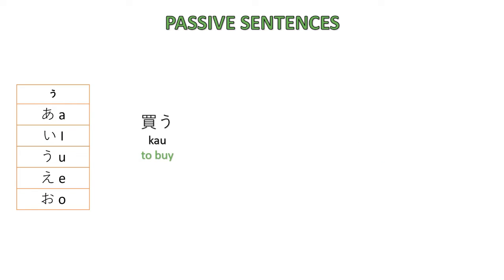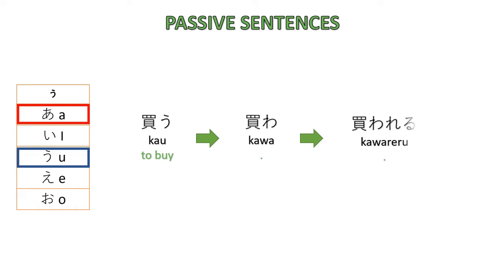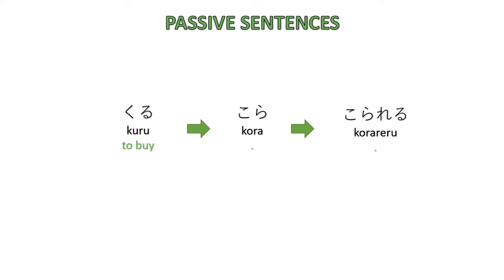For verbs ending in u, like kau, kau becomes kawa instead of ka. Okay, so kau becomes kawa, not kaa. It's kawa. So kau, kawa, kawareru. For irregular verbs like kuru, it becomes kora. So korareru. For suru, becomes sareru. That's it, sareru.